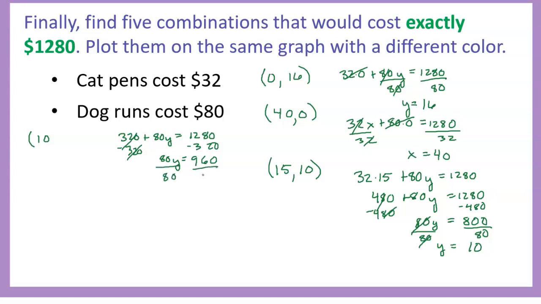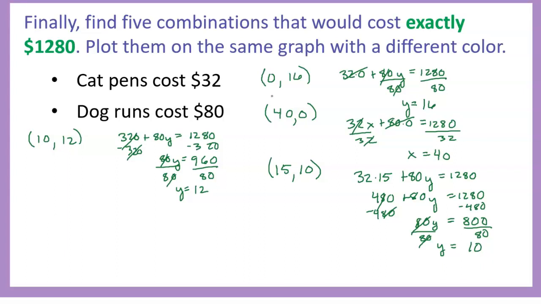Then we divide both sides by 80. That looks like 12. Let me make sure I did that math right. 960 divided by 80 is 12, yeah. So 10, 12 is one of these points. And we just need one more.